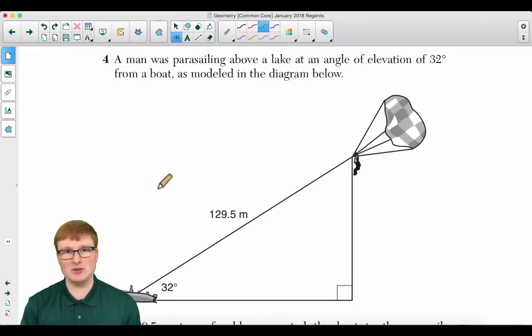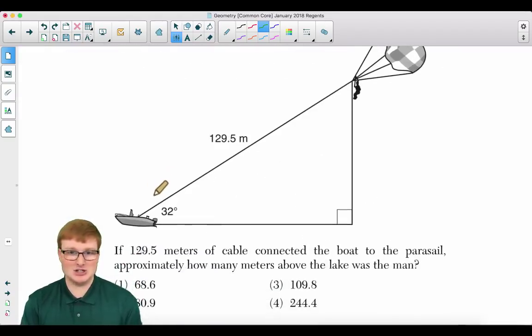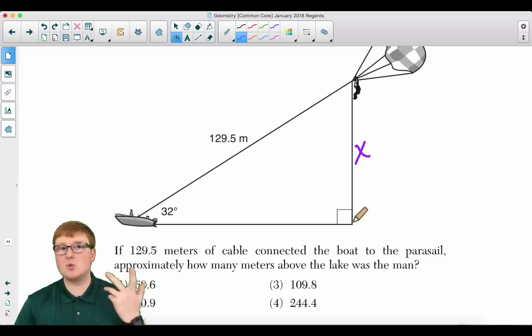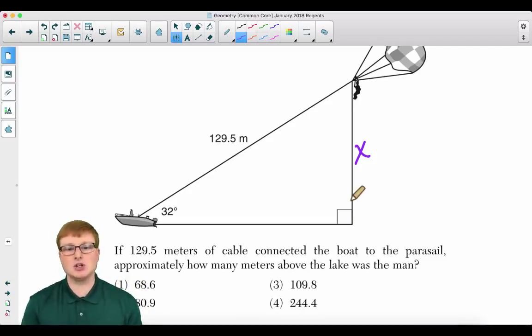Honestly, I don't like that English. I just don't understand why they would phrase it like that. They should really just ask you, how many meters was the man above the lake? I don't know. Maybe that's how I would say it, but they say it like this. So basically, you're looking for the height, or the distance from the surface of the lake to where the man is in the sky. So you're looking for this.